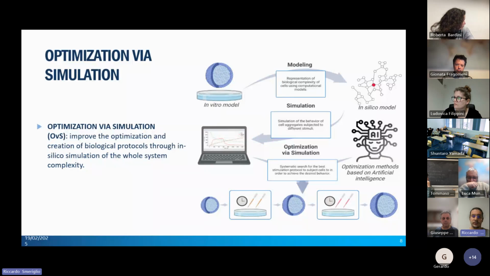So the main idea, as you can see in the figure, is to model the biological system, for example a bone, in the context of bone remodeling. Then once we have this in silico model, we can run several simulations of it, and we can merge this simulator with artificial intelligence optimization methods that allow us to systematically optimize the protocol and the stimuli that we want to give to the specific system. Not only the protocol, but also all the parameters of the substances and whatever we have seen.